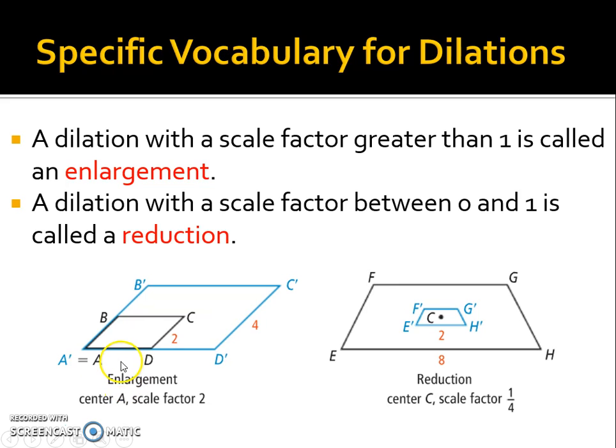So right here, the scale factor is 2. So everything's double. Look here, each side is double. If this is 2, this is 4. So you multiply by 2. Reduction means this is the original. So this is the pre-image. Pre means before. This is the image, it has an apostrophe next to it. That's the later one. Then it's 1/4. So this is 8. The 8 divided by 4 is 2. That works for every single side.